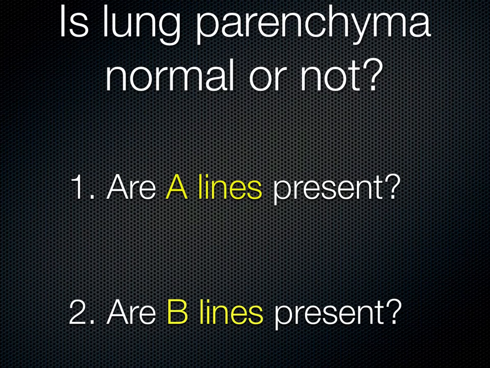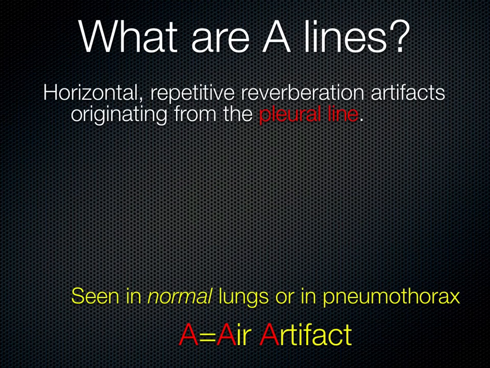You'll see that come up in just a moment. What we're interested in here is: is the lung parenchyma normal or not? What we're asking is, are there A lines present or are there B lines present? What are A lines? A lines are horizontal artifacts that represent reverberations originating from the pleural line.